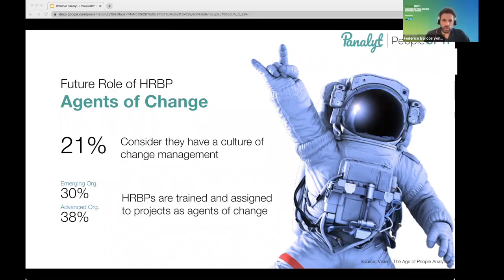These are very cool statistics from BCG, where we have 21% acknowledging that they have a very strong culture of change management, and only a third of the companies are developing the skills necessary for business partners to be agents of change. So the real challenge for our future in HR is how do we transform this critical role for people analytics into an agent of change, where data is the main fuel to produce all the changes that we want to see in any organization.